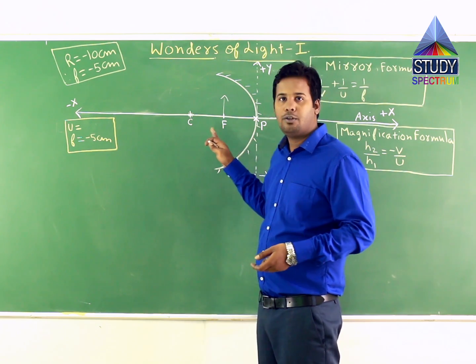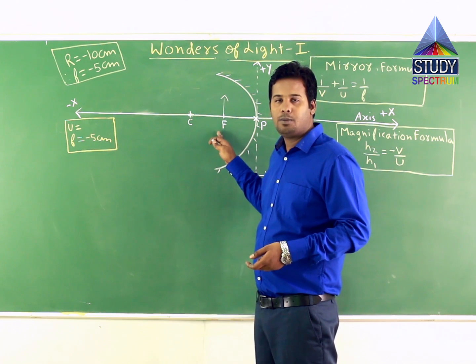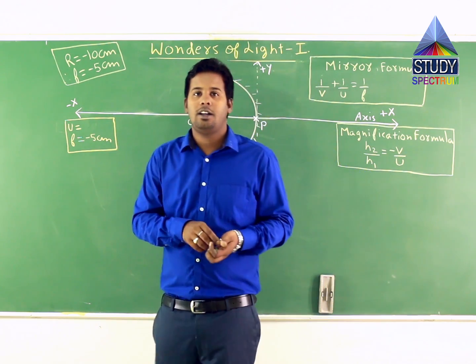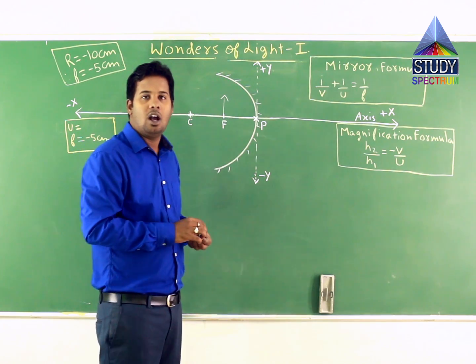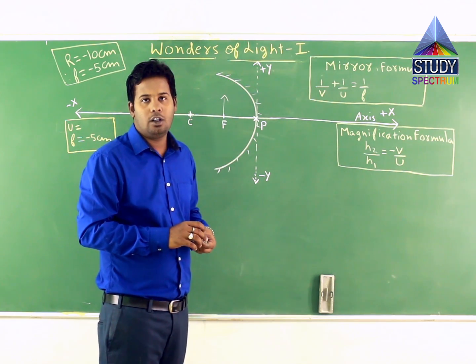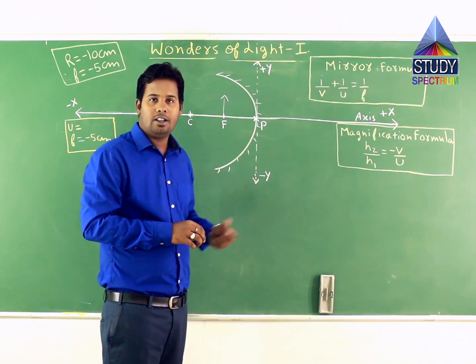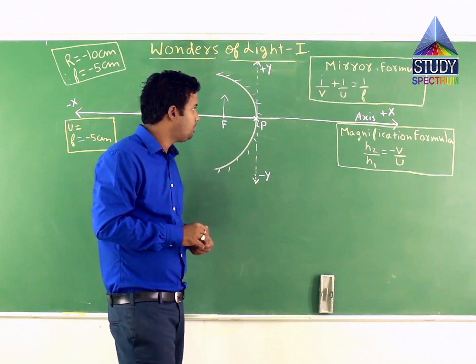Now let us see what are the four types of results when the object is placed at the focus point. The very first two results, that is, the position of the image and whether the image is real or virtual, we get by the mirror formula, as we have seen in the previous cases. Let us see what we get in this particular case.